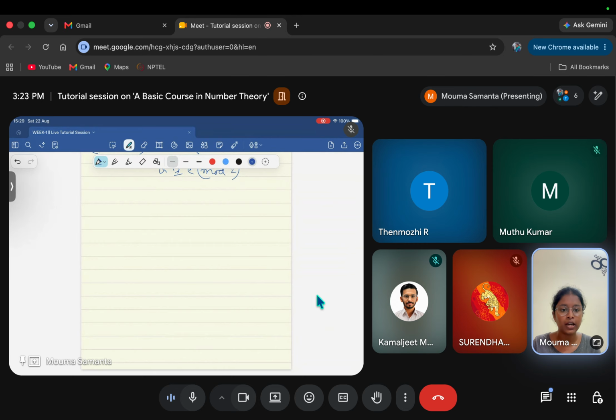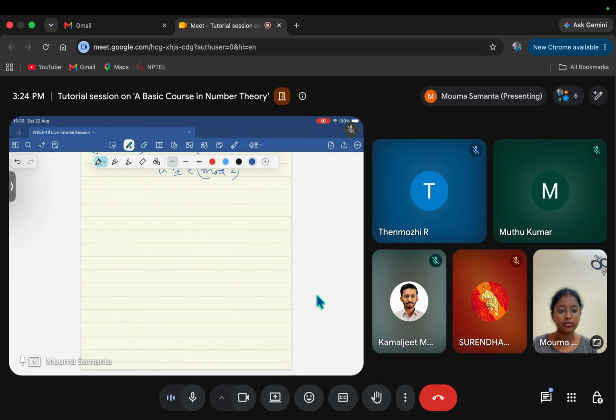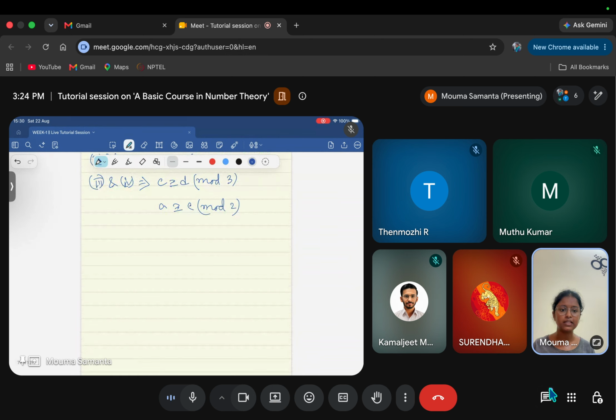Okay, so now you can solve by yourself, right? Because it is very similar to question number 10. I hope you can try by yourself. Anyone else? So if no, from lectures, have you seen all the lectures?